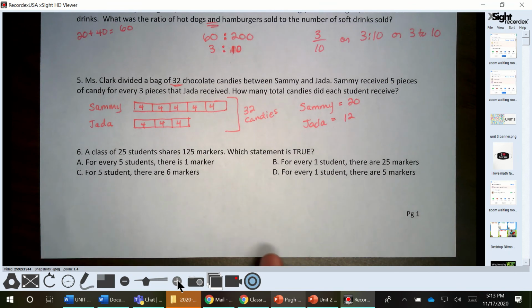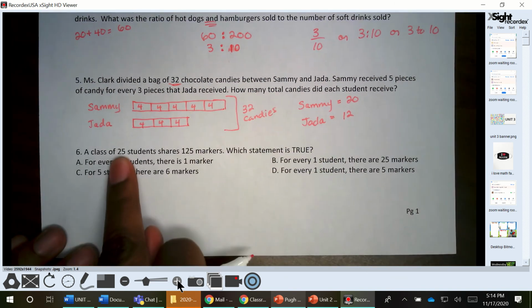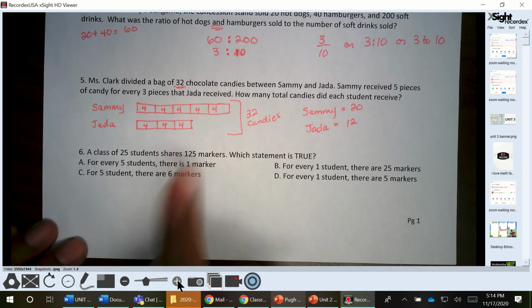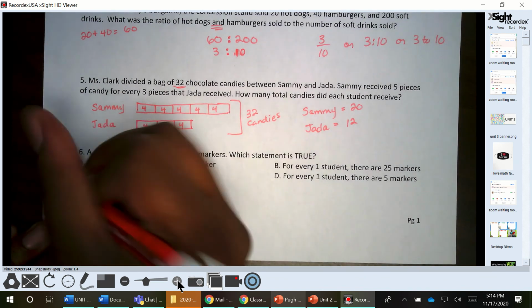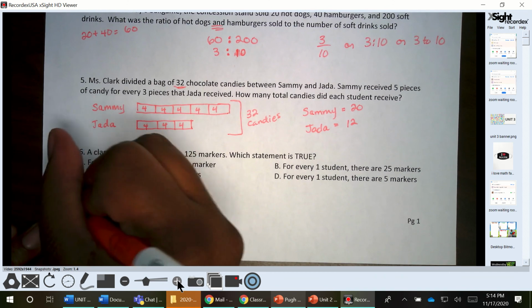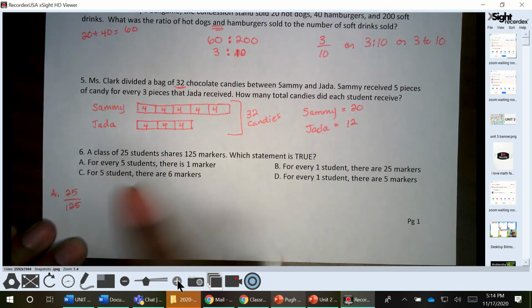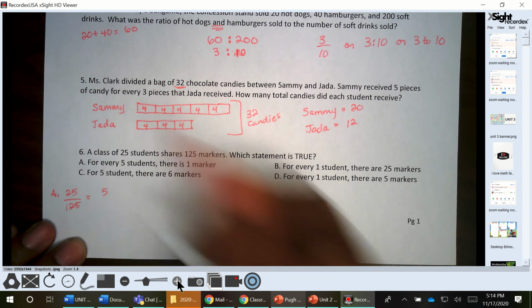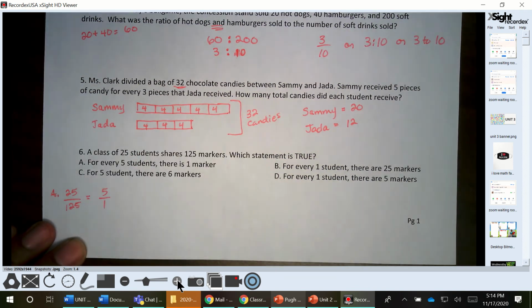All right, number 6. A class of 25 students shared 125 markers. Which statement is true? So they have a couple things: for every 5 students, there's 1 marker; for 5 students, there are 6 markers. So we're looking at an equivalent ratio here. So I'm going to go ahead and start with A. So I see that my ratio is 25 to 125. So I'm going to compare that to the ratio they gave me for A. 5 students, 1 marker.